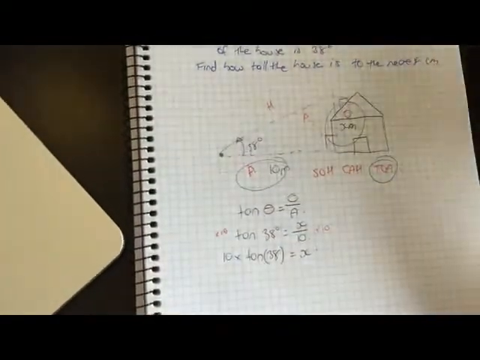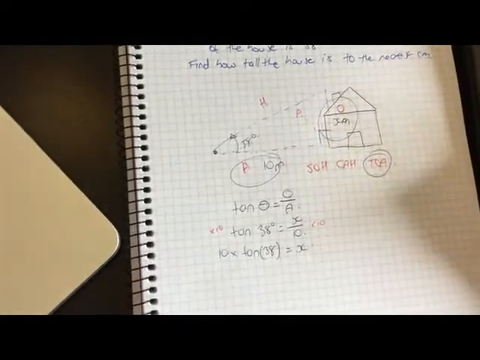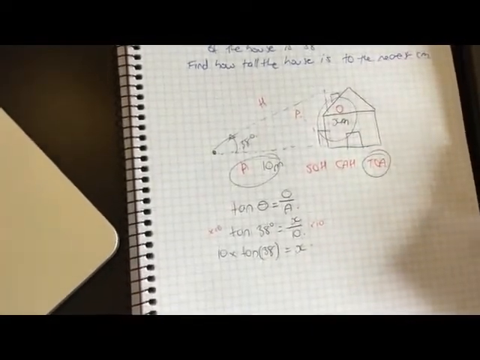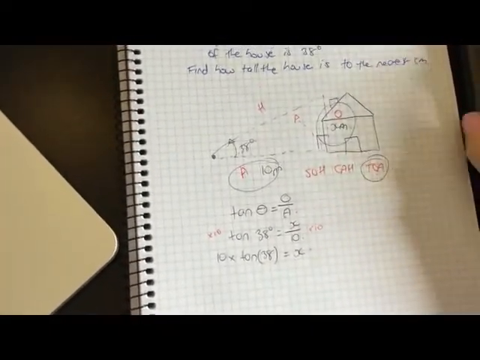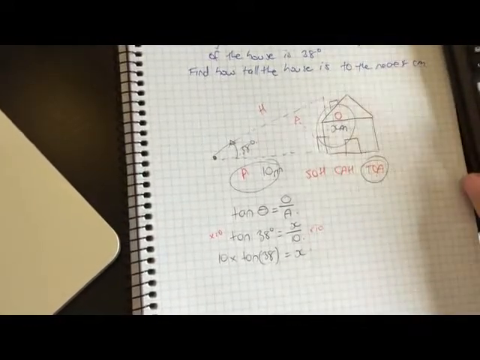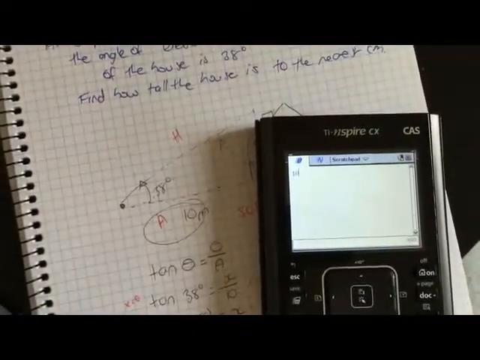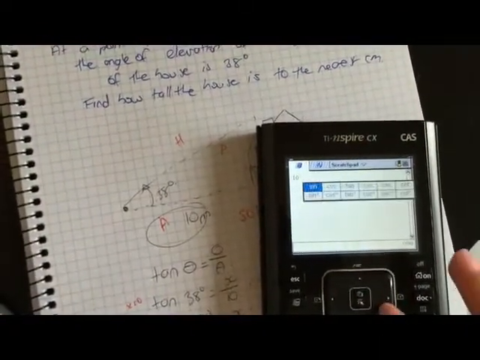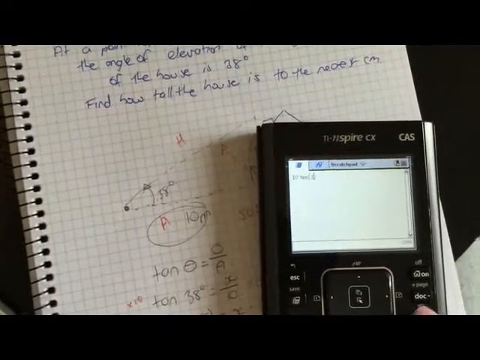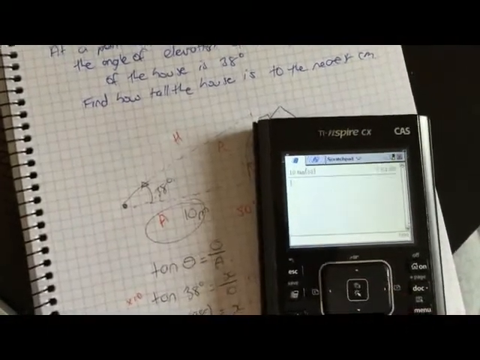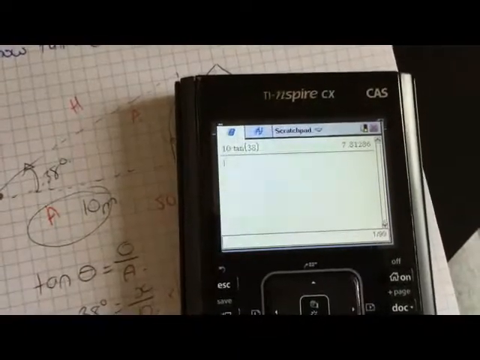Now this is when we actually use the help of a trusty calculator, don't we? There we go. So I've got my calculator here. 10 times tan 38 degrees, which gives us 7.812.